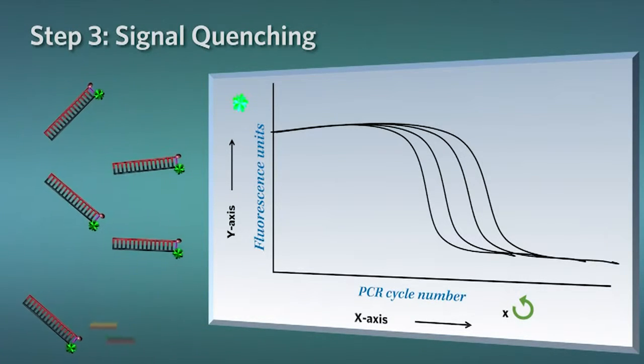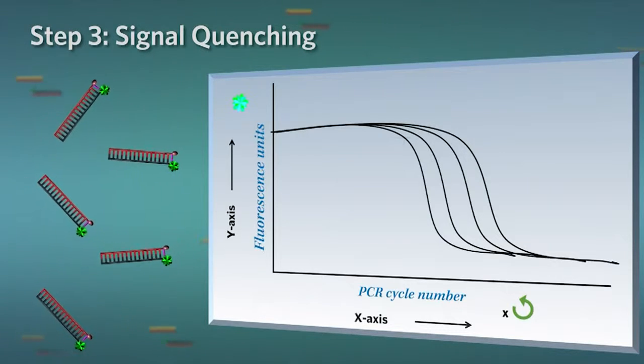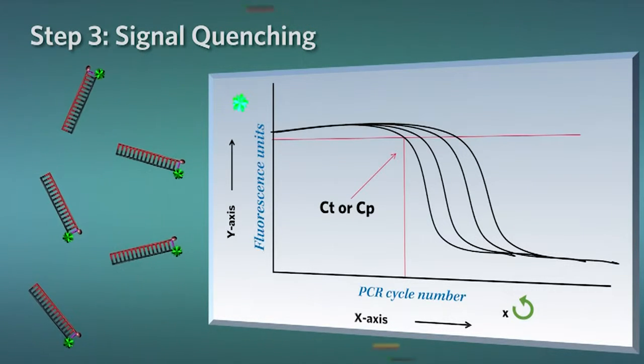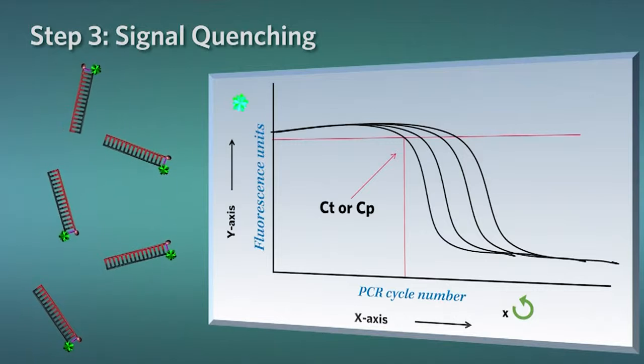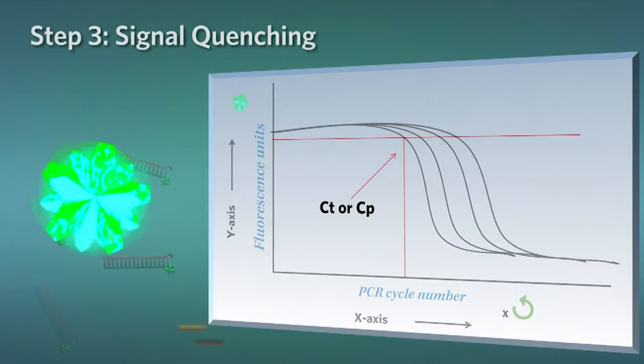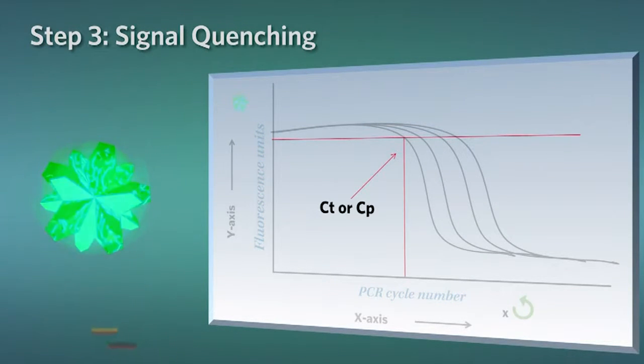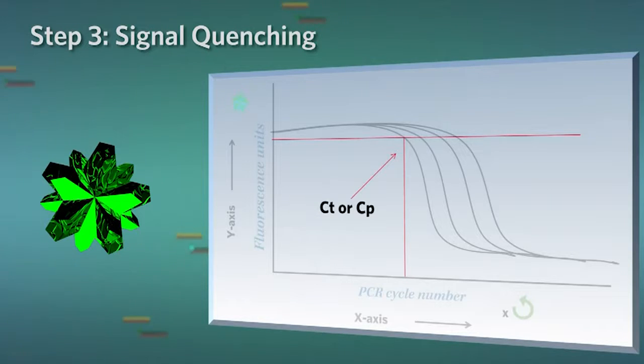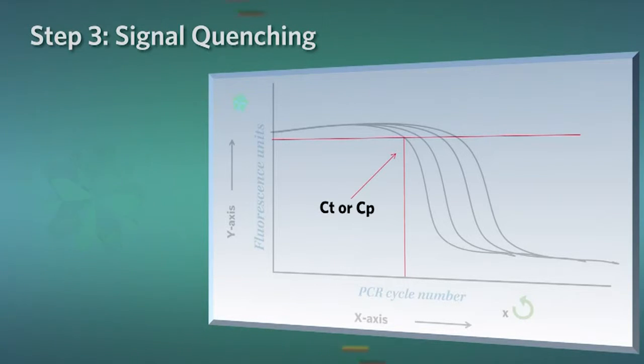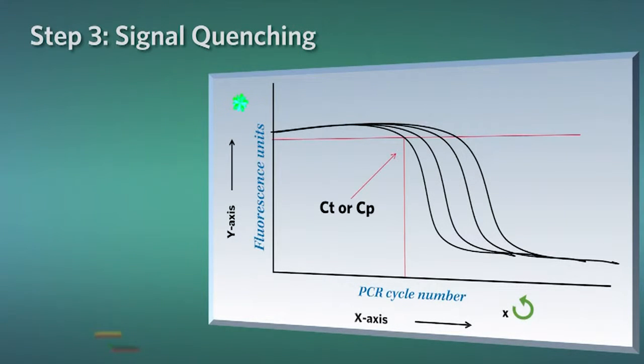From this graph, we determine the cycle threshold, commonly referred to as CT, or crossing point, CP. CT is the PCR cycle number at which a decrease in fluorescence signal is detected. CT values are lower when a specimen has a higher initial target copy number, and vice versa. CT values can therefore be used to quantitate the amount of target present in a specimen.